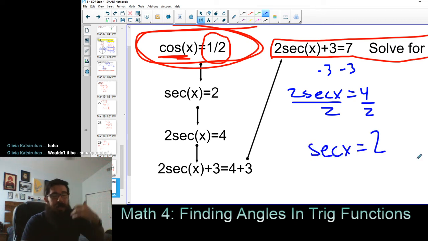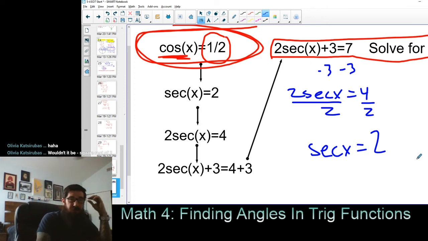And then I've got to think, hey, can secant of x equal 2? Absolutely. Is it a known unit circle value? This might be a little hard for you to answer. I'm not the best at thinking about unit circle values for secant, cosecant, and cotangent. What I like to do is I think, okay, well, secant is the reciprocal of cosine. So I'm going to turn this guy into cosine.